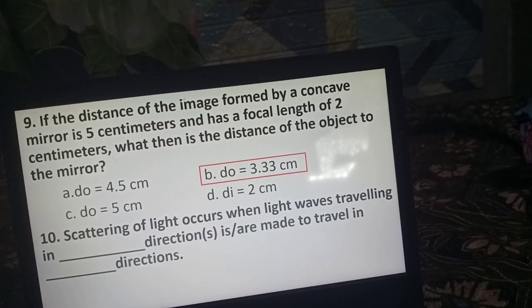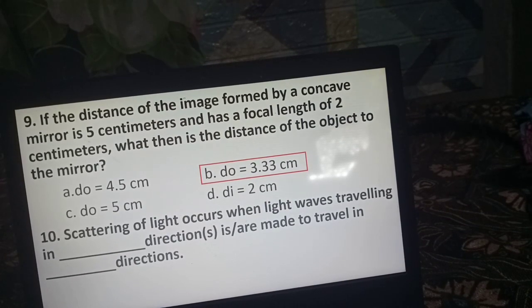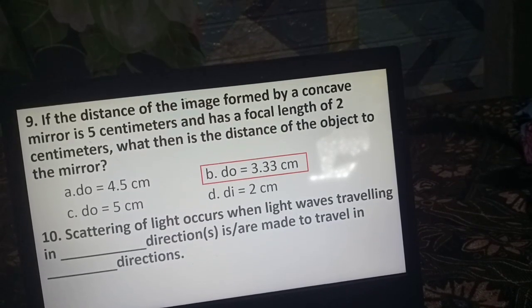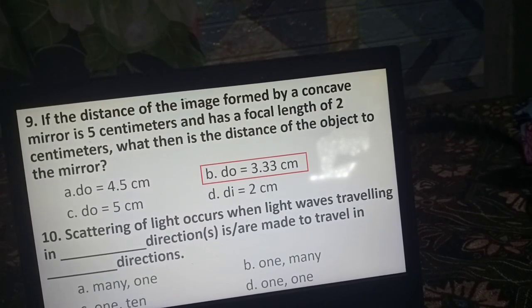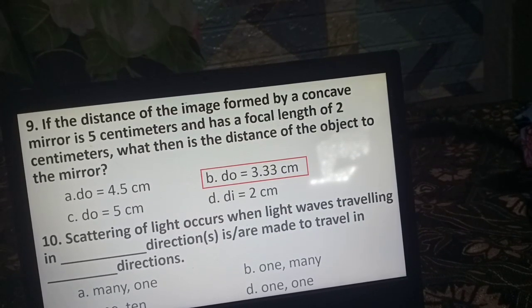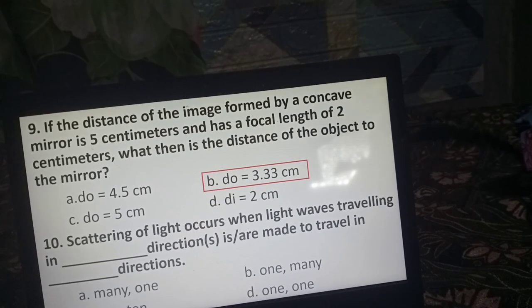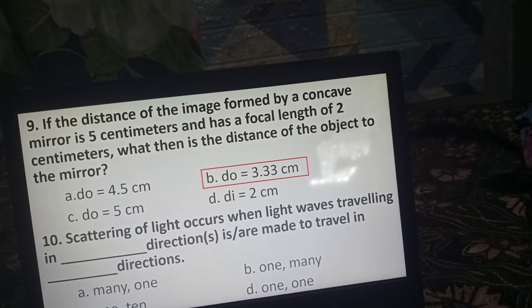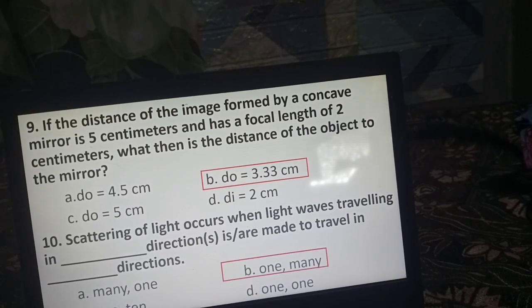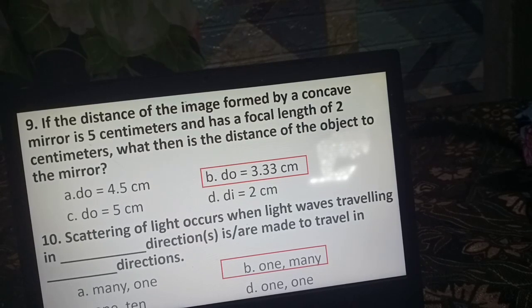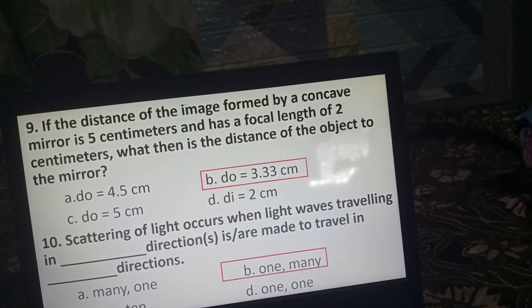Number 10. Scattering of light occurs when light waves traveling in blank direction or directions is or are made to travel in blank directions. A. Many, 1. B. 1, many. C. 1, 10. D. 1, 1. The correct answer is letter B. Scattering of light occurs when light waves traveling in one direction is made to travel in many directions.